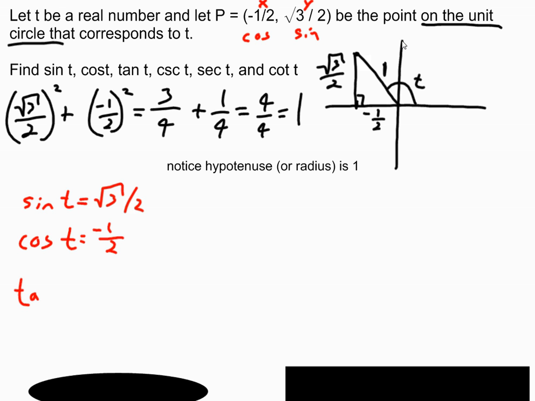Tangent of t is equal to, well, I know that tangent is opposite, square root of 3 over 2, over adjacent, negative 1 over 2. Fraction over fraction, not in college trig. We've got to simplify this. To understand how to simplify this, this is an elementary operation. I'm going to show you this once.